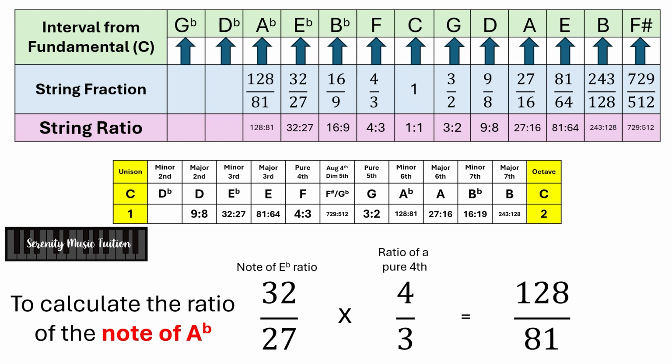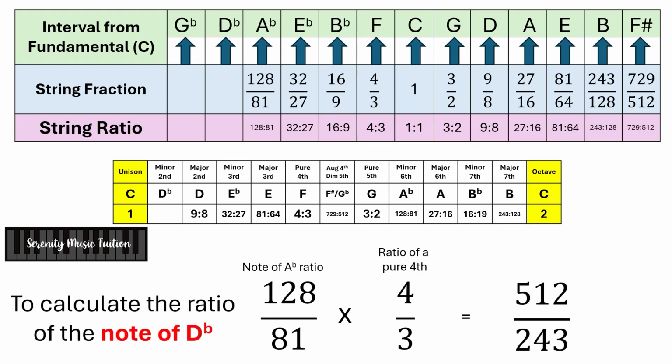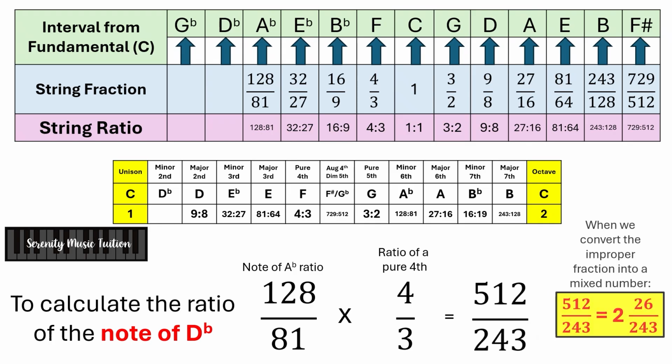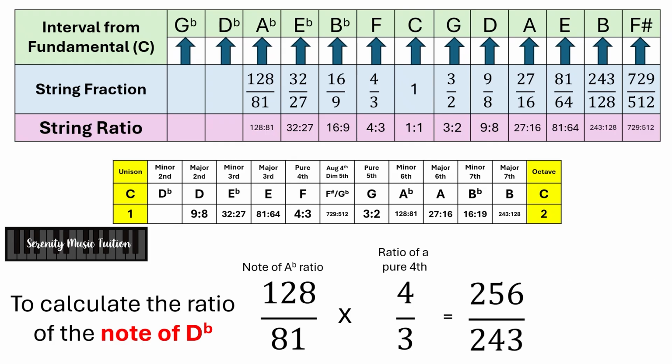Time to pile on our next fourth, which we remember is equivalent to a fifth if we were moving left. To calculate the string ratio needed to produce the interval which leads to the note D flat, we need to take the ratio of the previous note of A flat and multiply it by the ratio of a pure fourth, which is 4/3. This gives us an interval fraction of 512/243, which is the same as 2 and 26/243. This shows the note has ended up in the next octave, so let's divide by 2 to bring the ratio down into the required octave, giving us a final interval fraction of 256 over 243. This is the interval ratio of a minor second. Let's add it to the table.